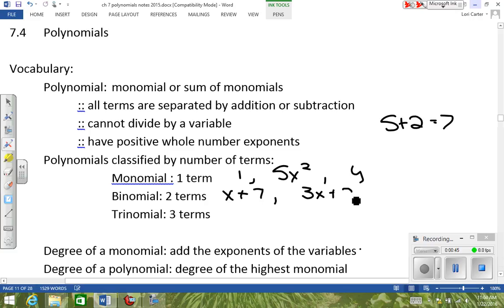How about 5x to the 4th plus x? Is that a trinomial? No. It's a binomial. That's a binomial. There's 2 terms, and I can't put them together. Okay, trinomial. How many terms?